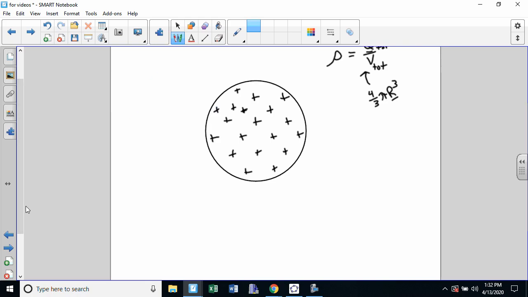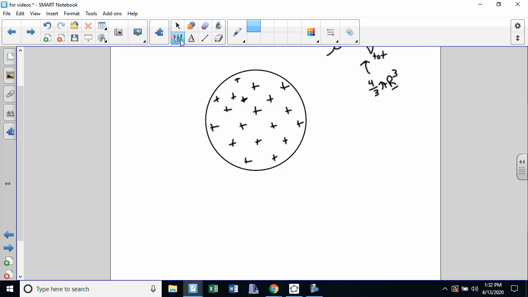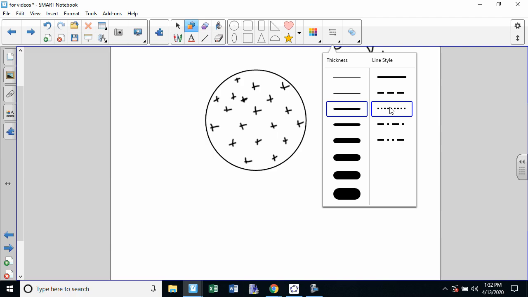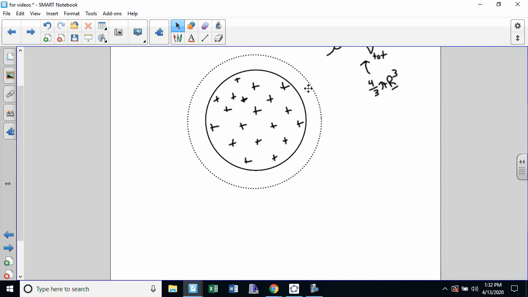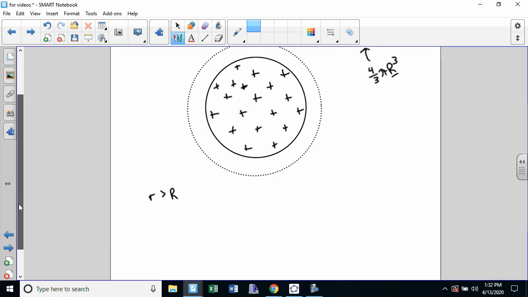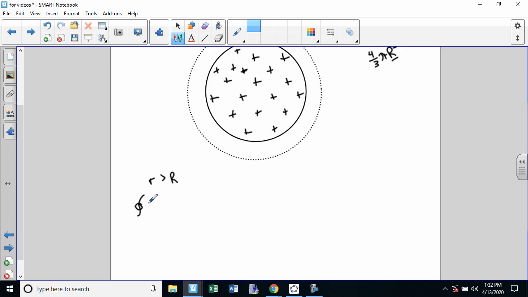Okay, so I'm going to go from outside in. Let me start with the simple Gaussian shape, and that's if I were to draw a Gaussian sphere completely around everything, completely enclosing this sphere. So this would be when r is greater than big R, when my Gaussian shape is bigger than the sphere itself. When I do Gauss's law, the surface integral of E dot A is equal to the total charge enclosed divided by epsilon naught.